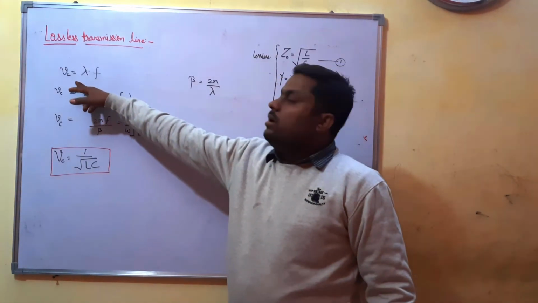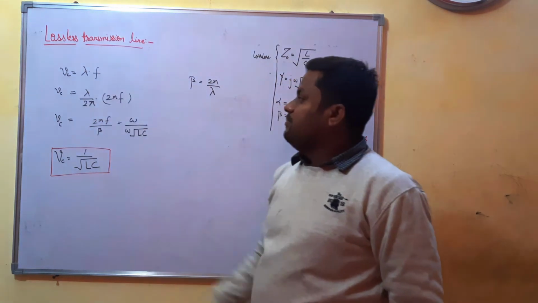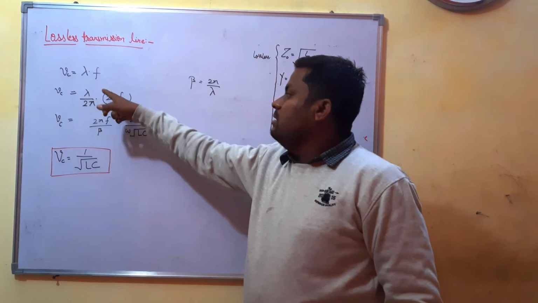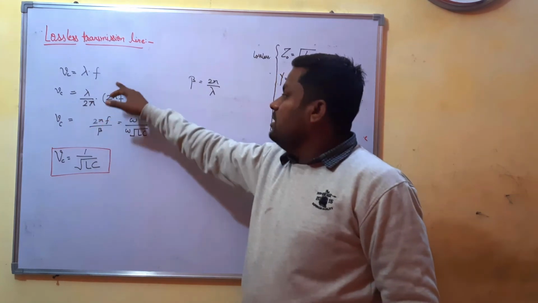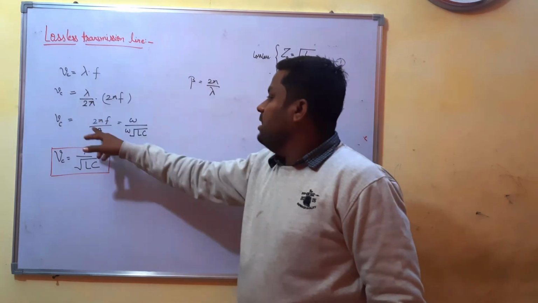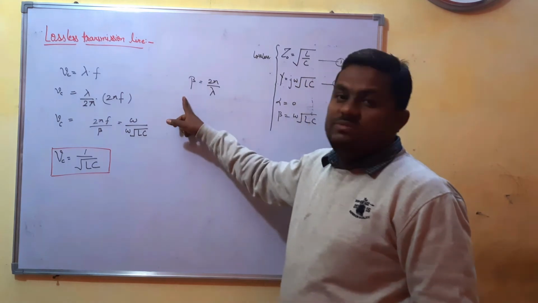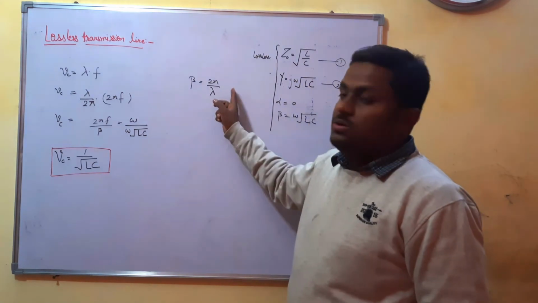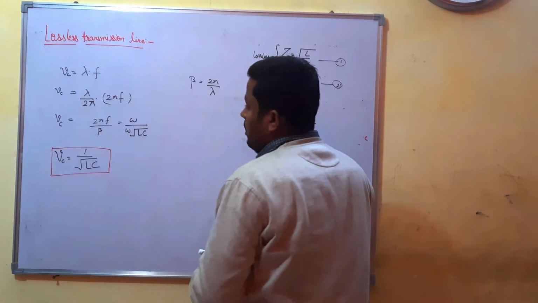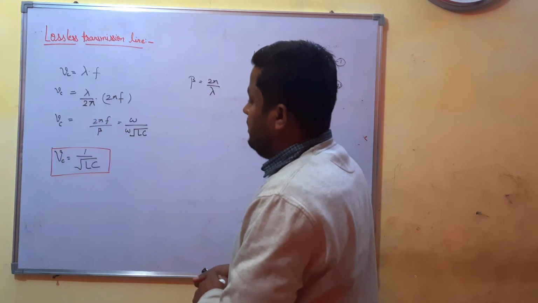Vc, velocity of wave, is equal to lambda, wavelength, into frequency. Multiply by 2 pi in numerator and denominator. So 2 pi f becomes omega and lambda upon 2 pi is 1 upon beta, because beta is equal to 2 pi by lambda. This equation was derived in our previous video. So this is Vc equal to 1 upon under root LC.